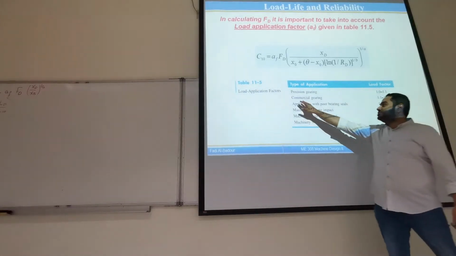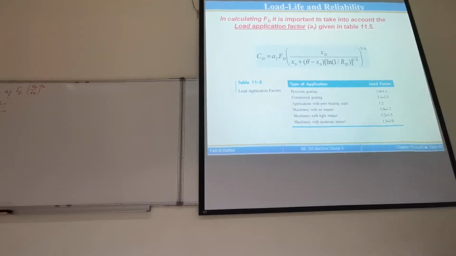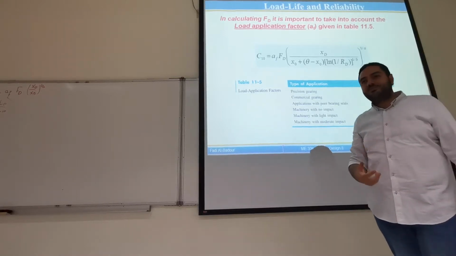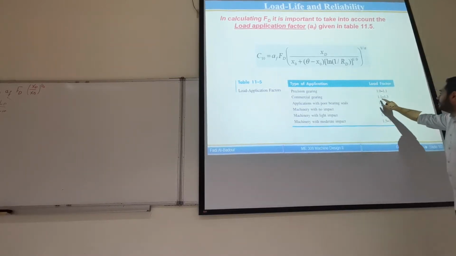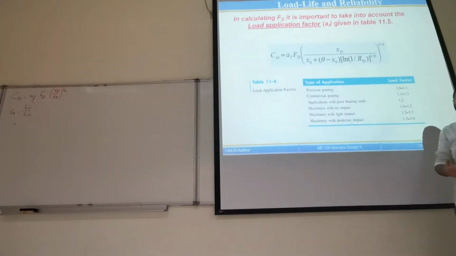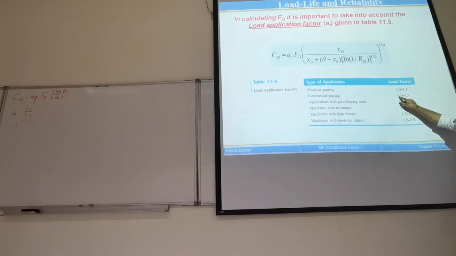So for example, precision gearing means the gears were produced in high quality, dimensions and tolerances are very tight, etc. So here we expect that this gearbox is running smoothly without excessive vibration. So you can see the load factor is from 1 to 1.1. For commercial gears, usually the quality of gears is low or average. Tolerances are quite large, and therefore we expect to have some pulsating load during meshing of the gears. So you can see the factor is from 1.1 to 1.3.